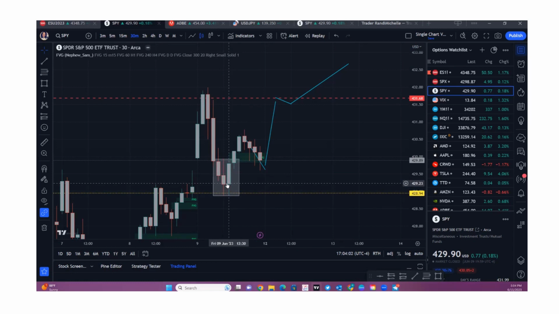It doesn't align with any of the haramis or engulfings, does it? No, it doesn't. I guess it kind of could be bullish engulfing. I guess this one. I was about to say bullish engulfing. Yeah. I would go with bullish engulfing.